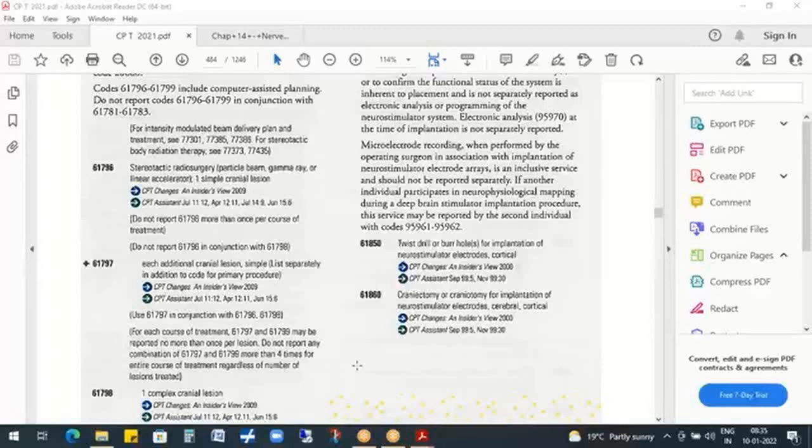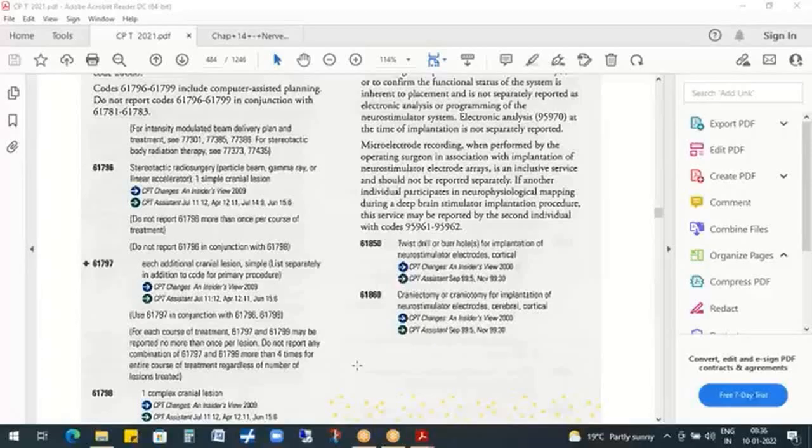Okay, can you see the parameter? For first simple cranial lesion, what is the code? 61796. 61797 is used for additional single cranial lesion, additional cranial lesion, simple.